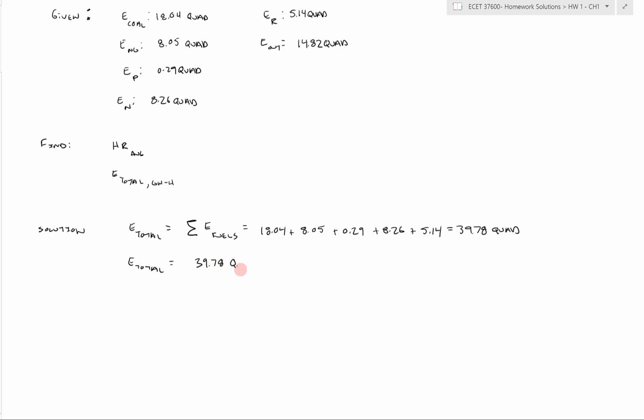39.78 quadrillion BTU, and we need to know how many gigawatt hours are in a quad. So we're going to take 39.78. There are 1.055 times 10 to the 18 joules in a quad. So that's one conversion step. I'm going to go from quad to joules. And then I'm going to go from joules to kilowatt hours. 1 kWh is 3.6 e to the 6 joules.